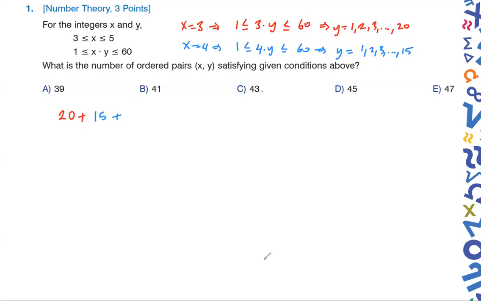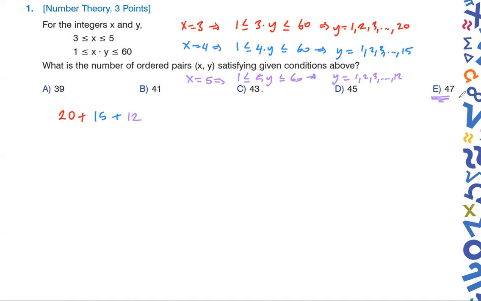And the last case that we have for x is 5. If x is 5, then 1 is smaller than 5y, that is smaller than or equal to 60. So y could be 1, 2, all the way to 12, because 5 times 12 is 60. So we have 12 y values for x equals 5. So 5, 1, 5, 2, all the way to 5, 12. We have 12 numbers additional. So if you combine these, that's 35 and 47. So that's choice C. So that was the first problem.